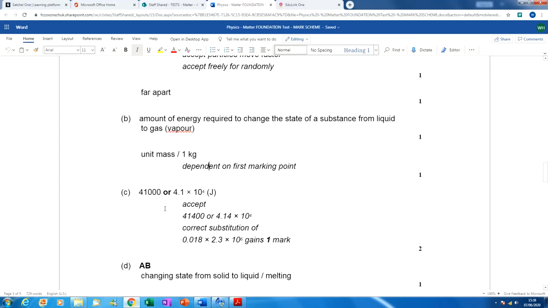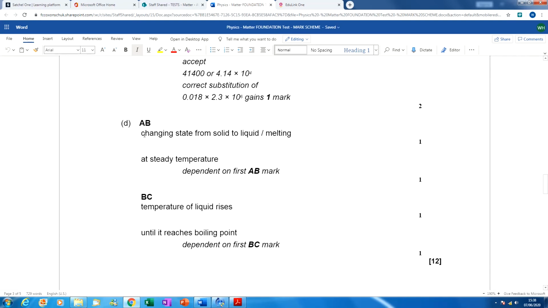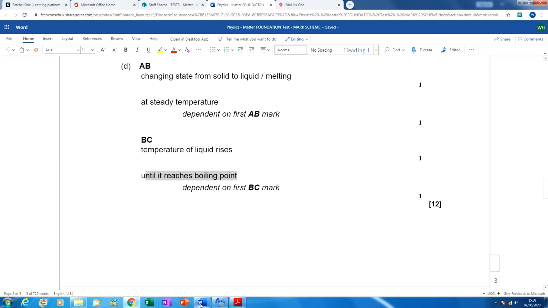Mark scheme: AB, changing state from a solid to a liquid, or melting, which is this bit here, at a steady temperature. So 1 mark for each. BC, the temperature of the liquid rises until it reaches boiling point. So give yourself marks for that. Remember, you should be adding in things that you didn't get in a different coloured pen, or writing down other ways that you could have got marks.